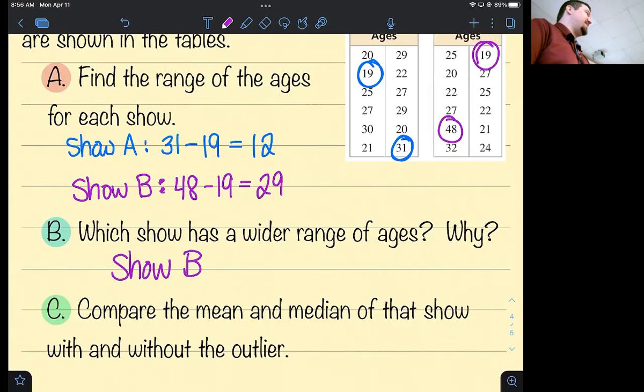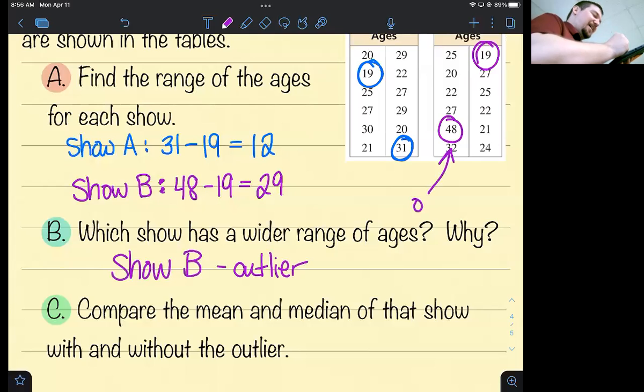Is it because show A is like the main show, and show B is like the A team and B team? Nope. Are we overthinking this? Yep. Show B has 48. That's right. What do we call that number? An outlier. Show B has an outlier. Yeah, it's because of the outlier there.